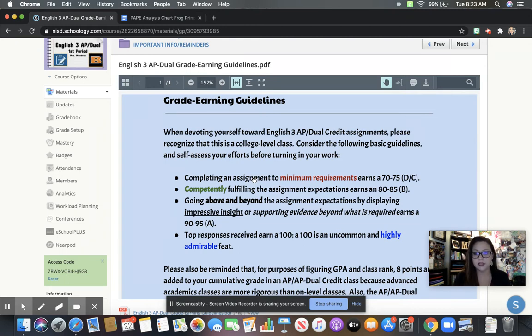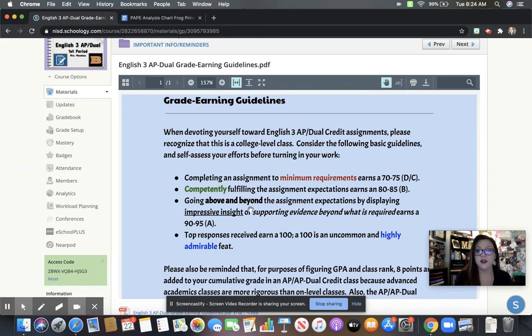So if you just complete the assignment to the minimum requirements, as basic as you can get in terms of the directions, I feel like that's a 70 to a 75. It's basic, it's general, it's not really specific, but it fulfills the requirement. Competently fulfilling the assignment, right? So that would be pretty much anything I model for you, I would say is competent. I'm not modeling how to go above and beyond because those are up to you to determine. I'm showing you how to get solid passing scores, which are ideal, okay? So to me, that's competency, that's proficiency, that's mastery.